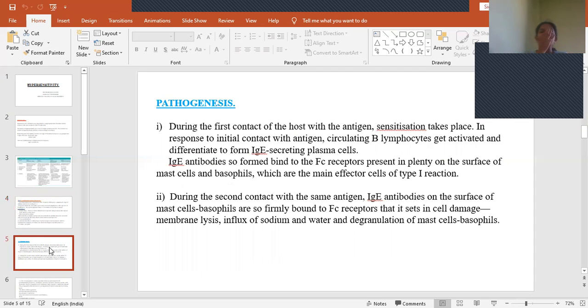And then coming to pathogenesis, so first, what happens? First, contact with the antigen should take place.